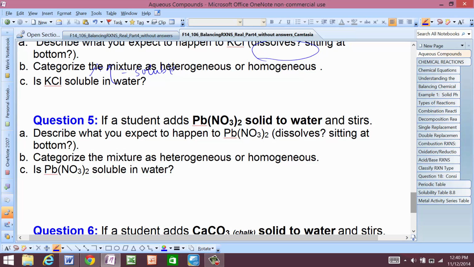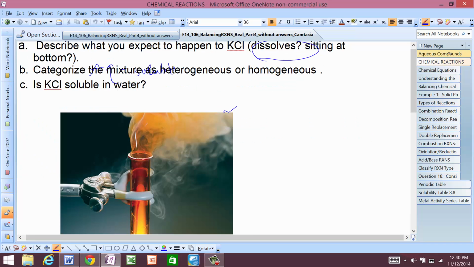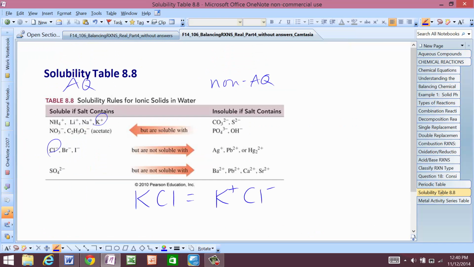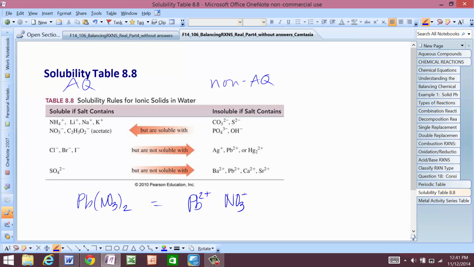Okay, so let's go try question number 6, because I see this next one is lead 2 nitrate in water. I see the nitrate right here. Let's go to the solubility table, nitrates. Where's my solubility table? Here it is. If you're looking for lead 2 nitrate, let's figure out what ions there are. Pb(NO3)2, right? So that means I have Pb2 plus ion and NO3 minus ion.